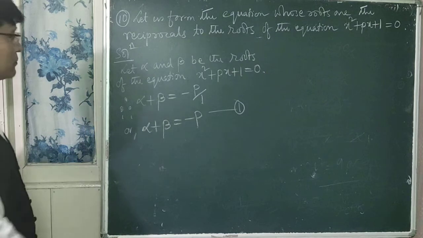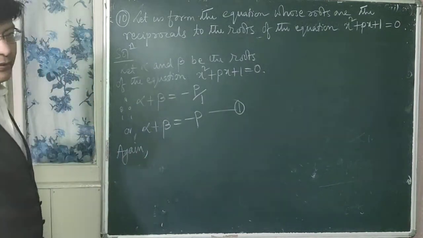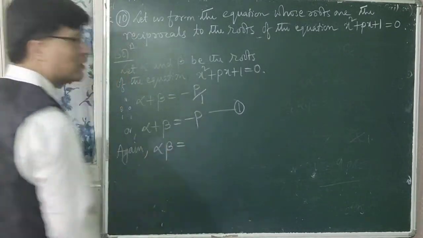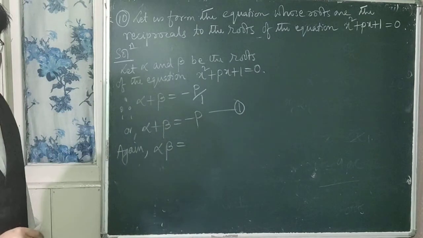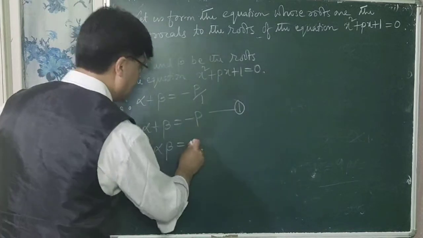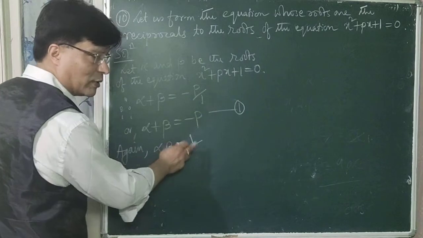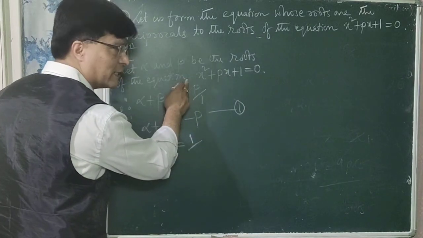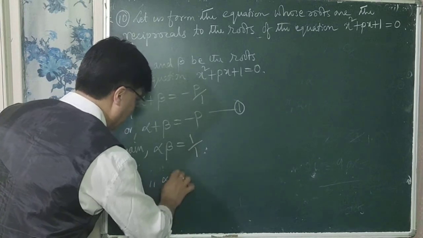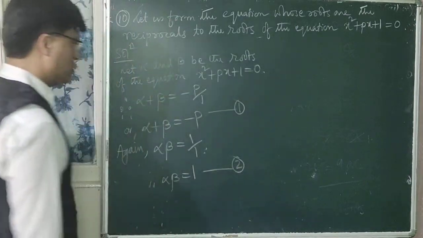Okay. Now again you have to write down the product of the roots. What is the product of the roots now? Alpha beta is equal to, what is the formula? C upon A. But in this case, what is the value for C? 1, right? And what is the value for A? A means the coefficient of x square. A is also 1. So alpha beta is 1 by 1, which is 1. Suppose this is number 2.